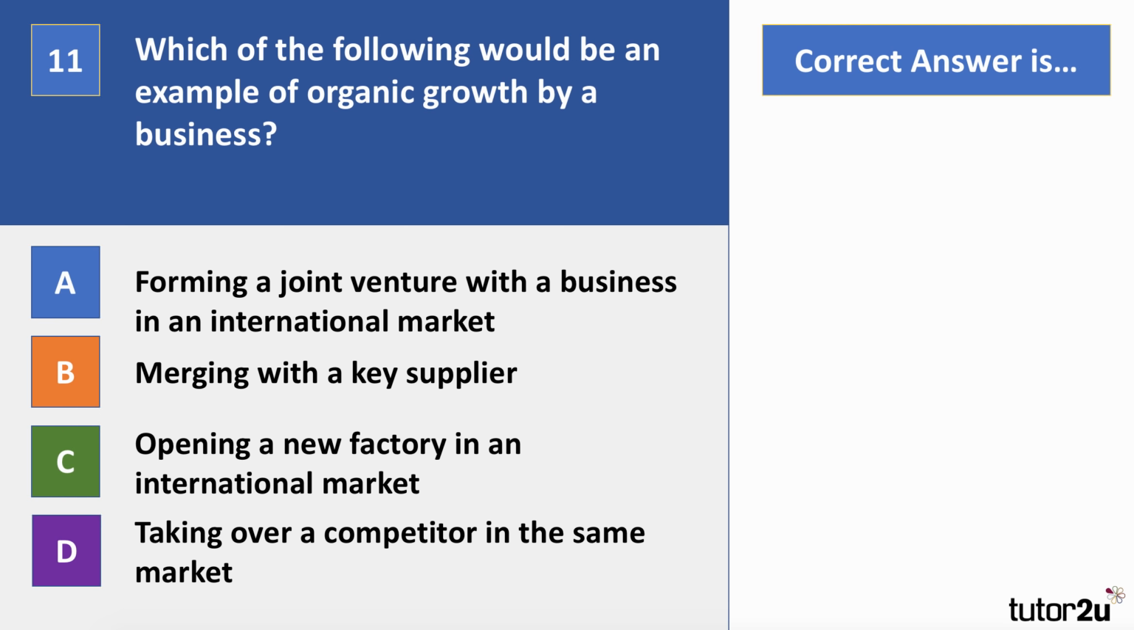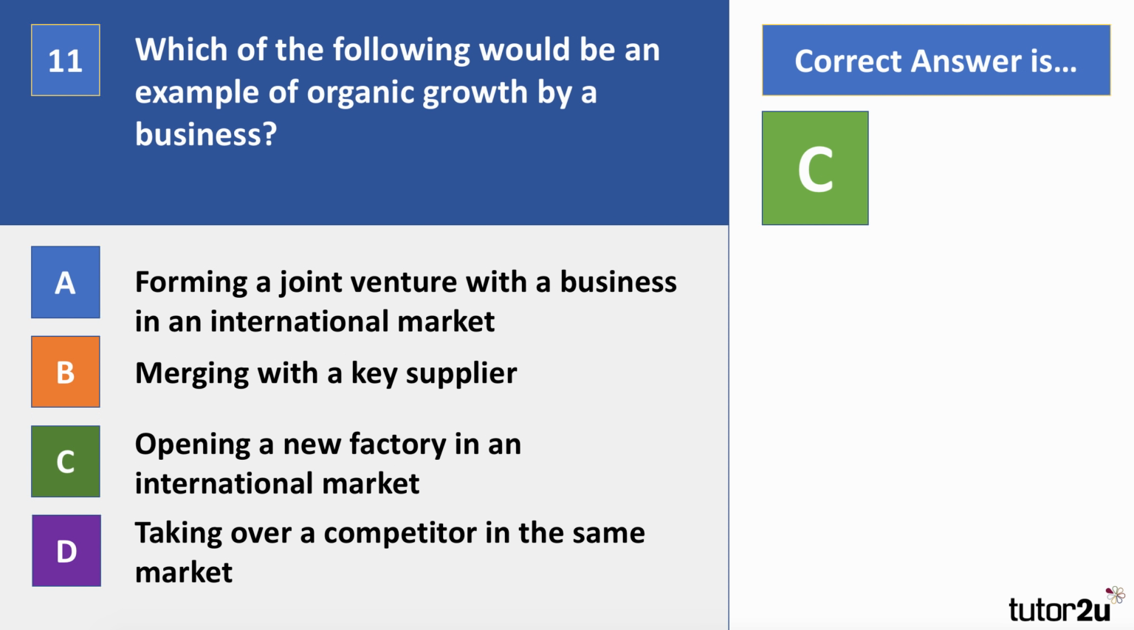Organic growth is growth from within the business rather than external to the business. So therefore the answer is C, opening a factory in an international market. The other 3 options there, A, B and D, are all examples of external growth rather than organic, or sometimes otherwise known as internal growth.